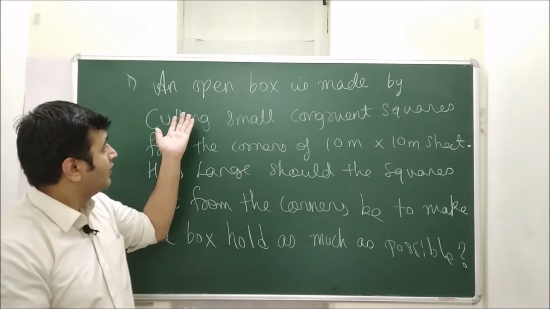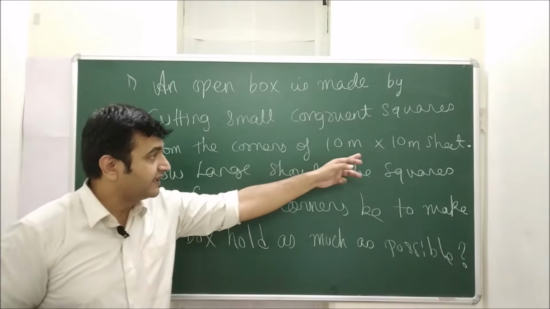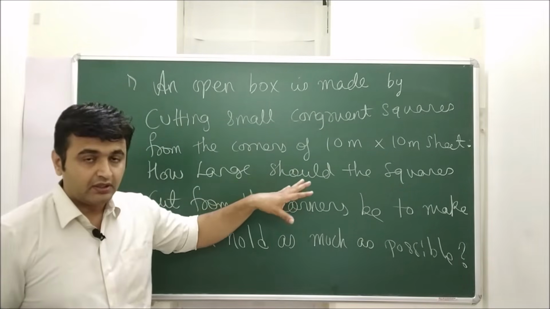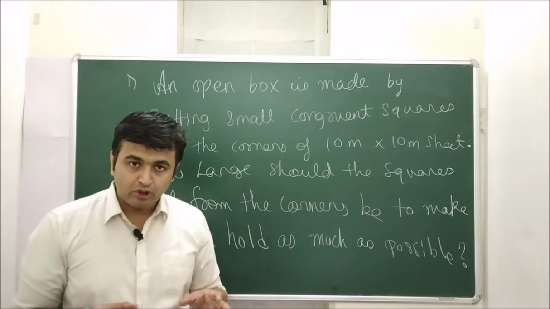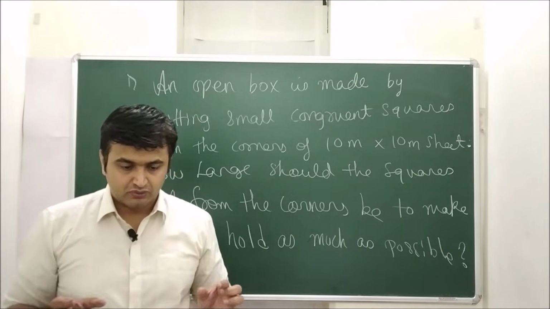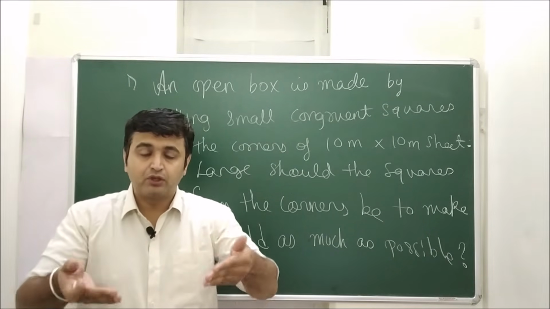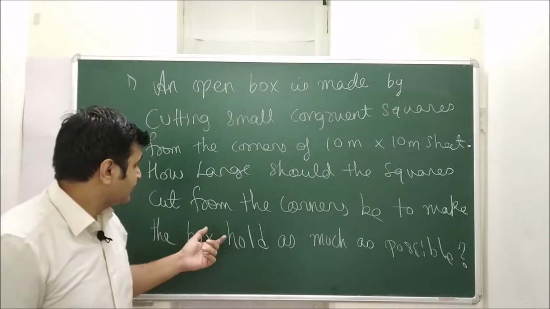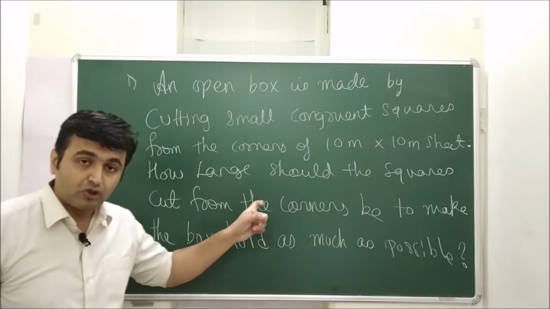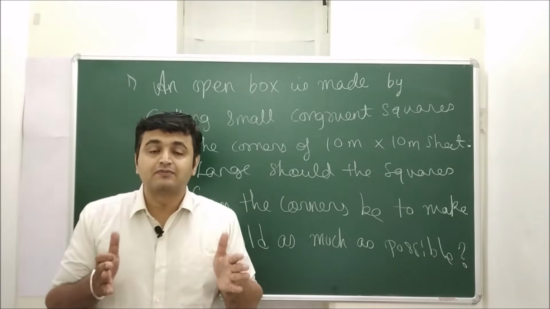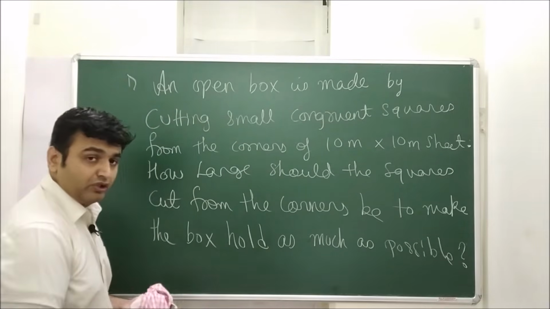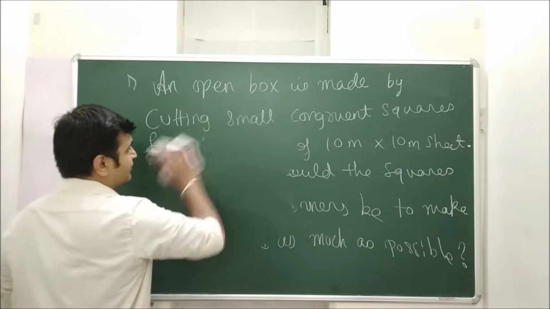You have a sheet of 10 meter by 10 meter and you want to make an open box from this sheet. And how are you supposed to make it? From the corners you have to cut some amount, say x amount, from all the 4 corners, so that once you cut you can fold, okay, and you will get an open box. So the question is, how large should the squares cut from the corners be to make the box hold as much as possible? So this is what the question is. If you want, you can pause the video and read the question once again.